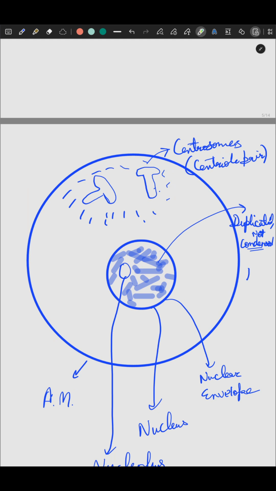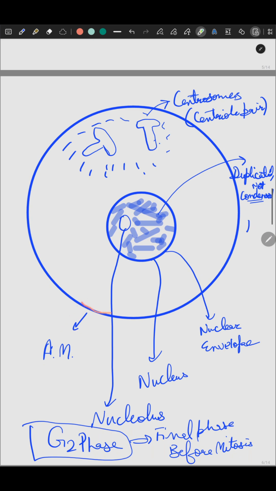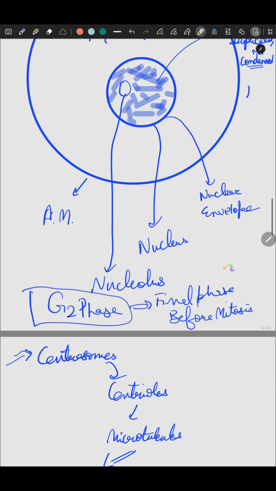You can see the centrosomes form there, a centriole pair. The chromosomes are duplicated but not condensed. This is the plasma membrane, nuclear envelope, nucleus, nucleolus. This is the final stage before mitosis.